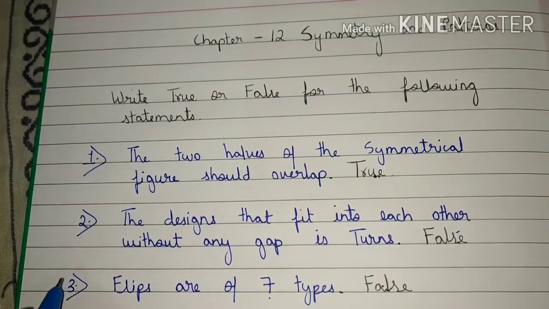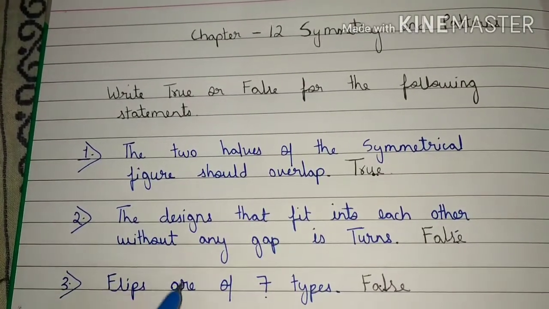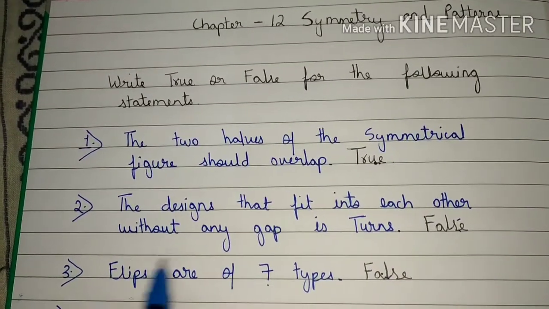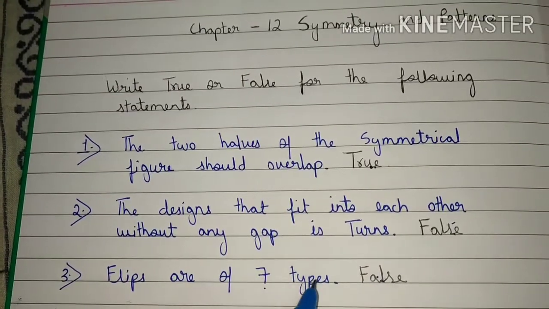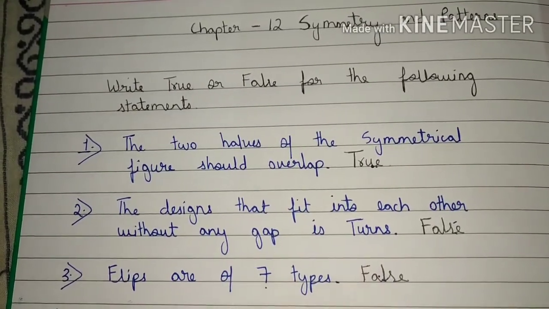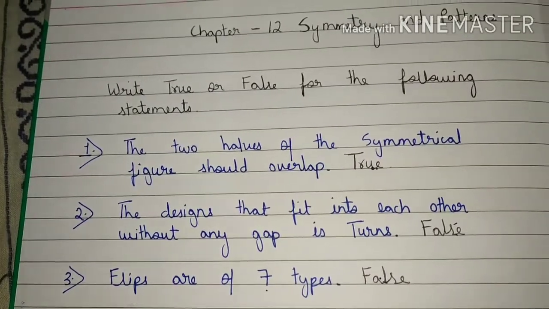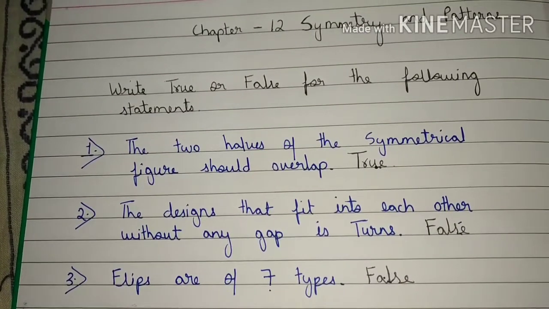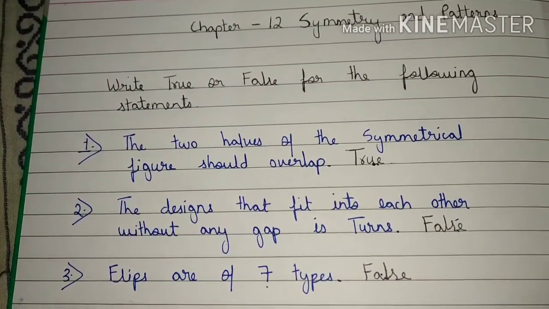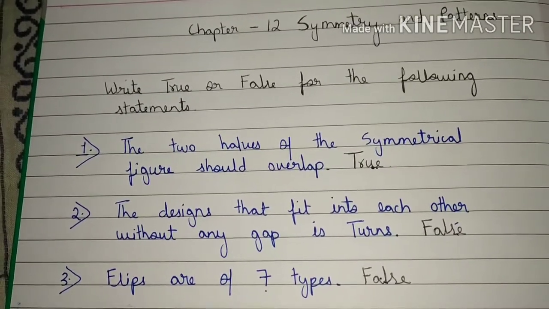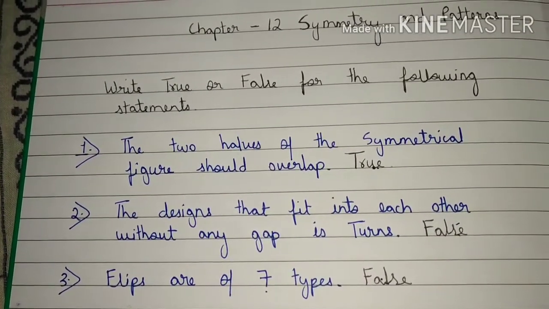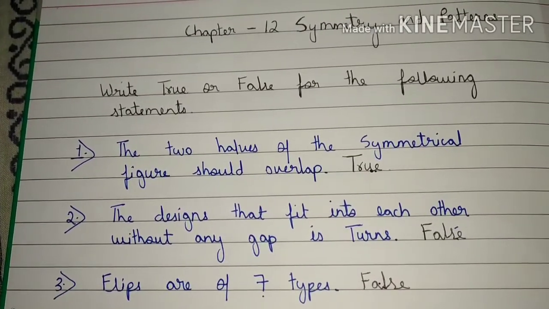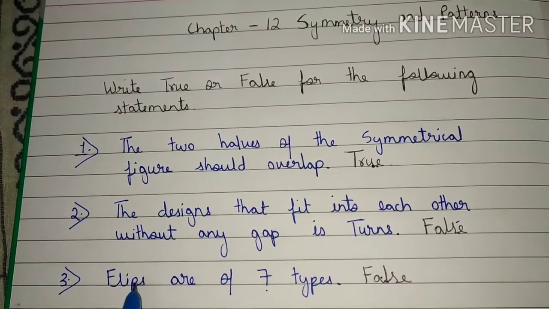Students, now come to the third one. Flips are of 7 types. Students, this statement is false. Why is this statement false? Because there are 2 types of flips. First is vertical flip and second is horizontal flip. So students, there are 2 types of flips. First is vertical flip and second is horizontal flip. So students, this statement is false.